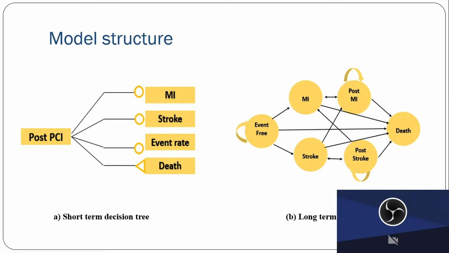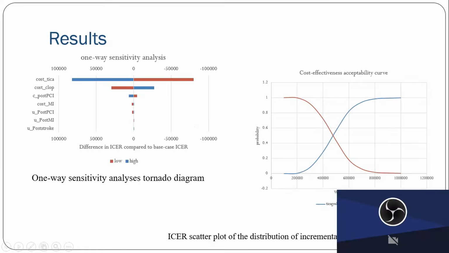Post PCI, the patient can enter into the MI state, the stroke state, or death, or can be event free, post MI, or post stroke. So all possibilities you have to consider. This is the short-term decision tree, and this is the long-term Markov model.